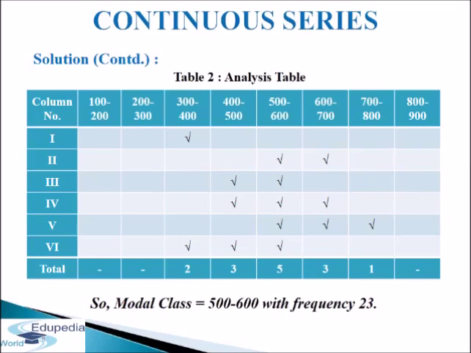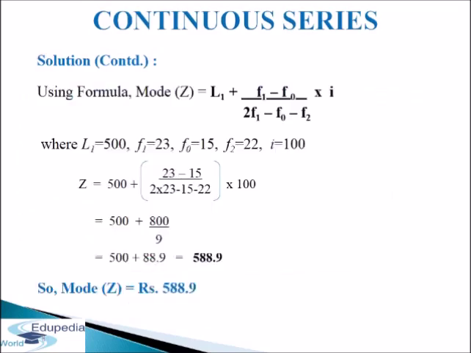You can see in the row of total, the highest number of tick marks is in the class interval of 500 to 600. So the modal class is 500 to 600 with a frequency of 23. We got the modal class by making the grouping and analysis table.